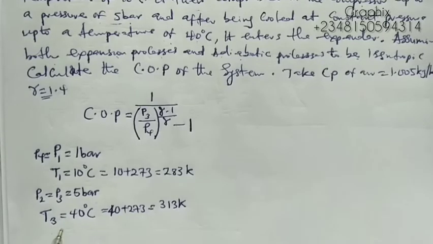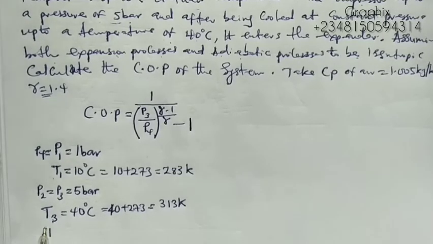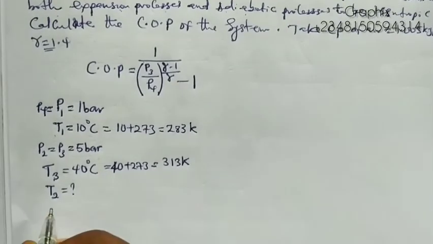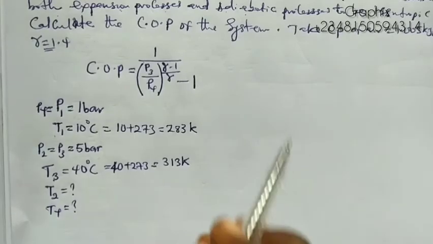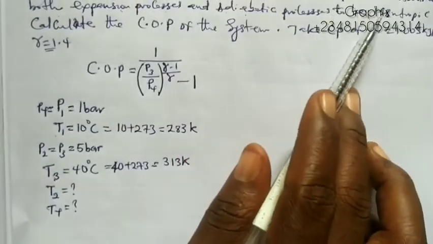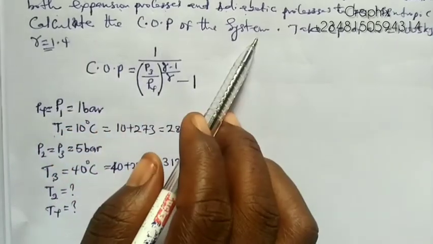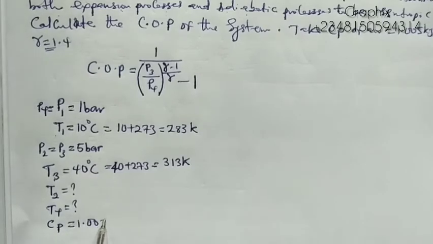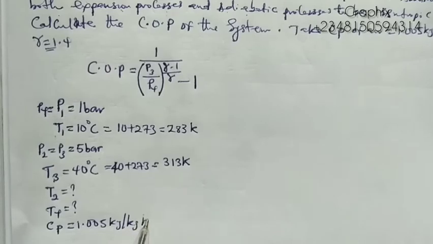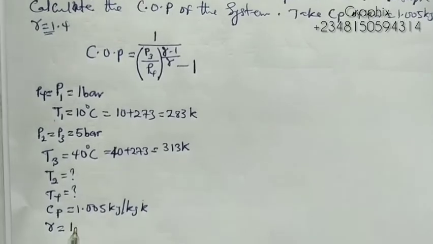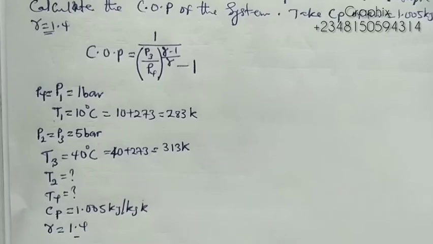So don't forget that. We know T3, we know T1, but we don't know T2 and we don't know T4. So T2 is unknown, and T4 is also unknown, because it says it enters the expander, assuming both expansion and compression processes are adiabatic, that is isentropic. Calculate the COP of the system and take Cp, the constant pressure of air, to be 1.005 kilojoule per kilogram Kelvin, and take gamma to be 1.4.